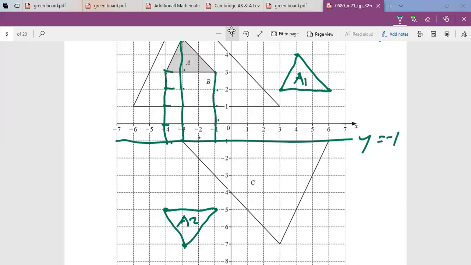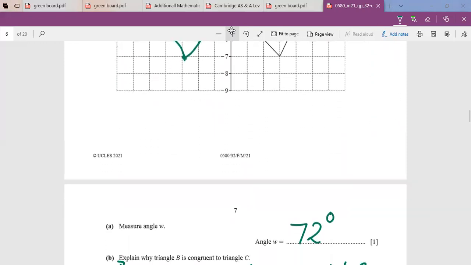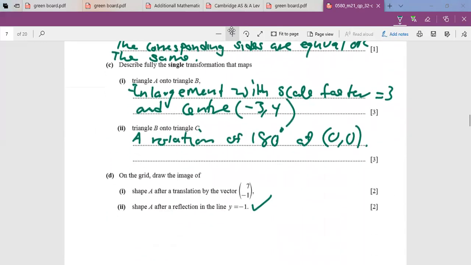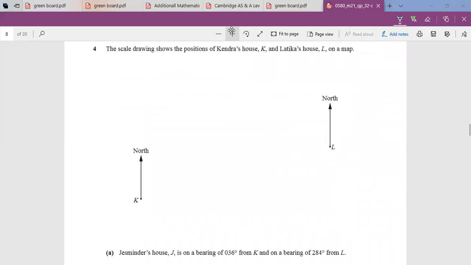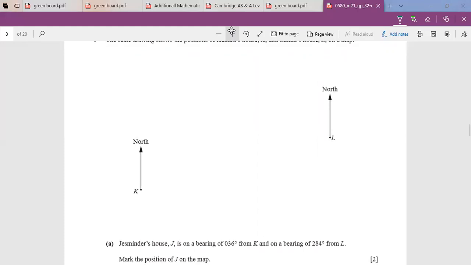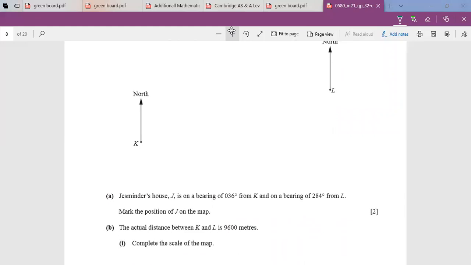Okay, so we go to the next part of our question. The scale drawing shows the positions of Kendra's house K and Ratika's house L on a map. Jasminda's house J is on a bearing of 036 degrees from K and on a bearing of 284 degrees from L. Mark the position of J.